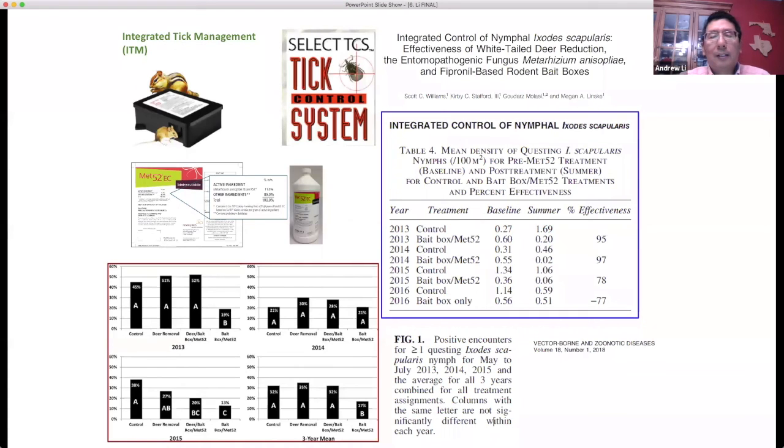The table shown here. The graph showing is the way they gauge the efficacy by the positive encountered with the infected nymphs in the nymph season, May through July. So the conclusion is basically yes, you use both the bait box and Metafit2 can significantly reduce your encounter with an infected tick, therefore reduce the chance you get Lyme disease. Next slide, please.